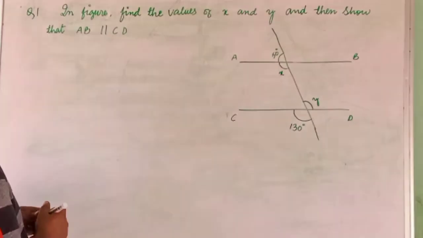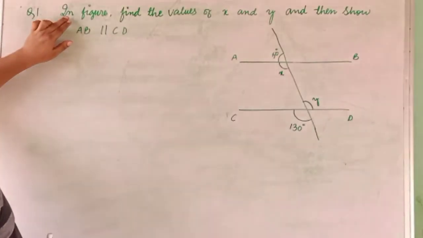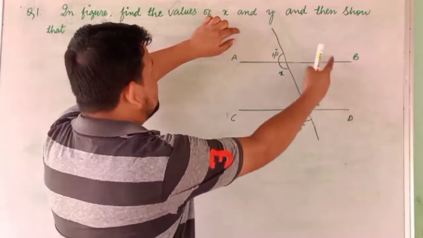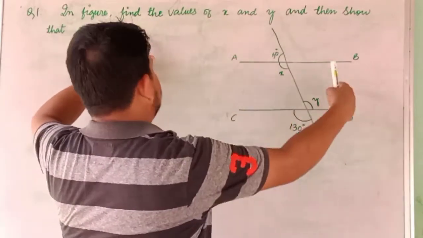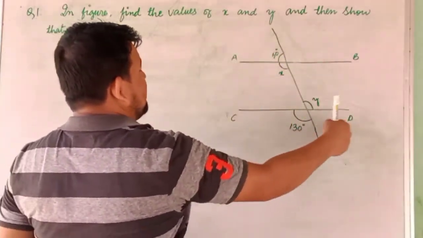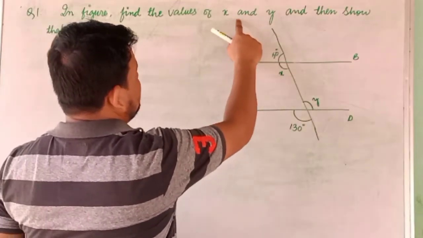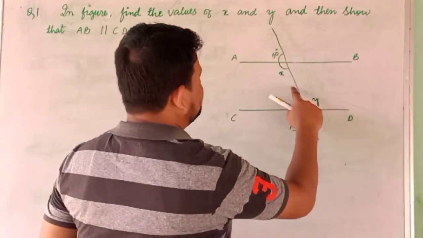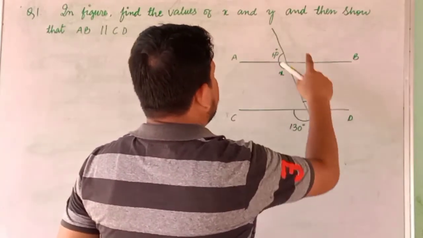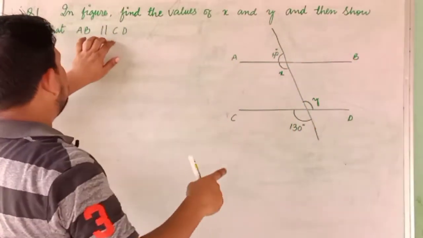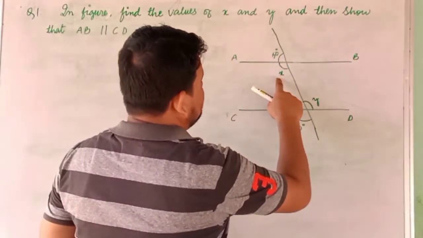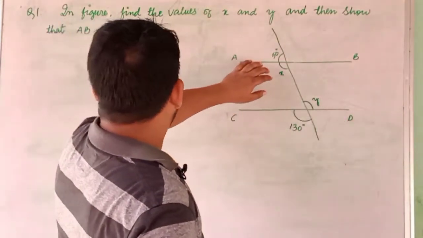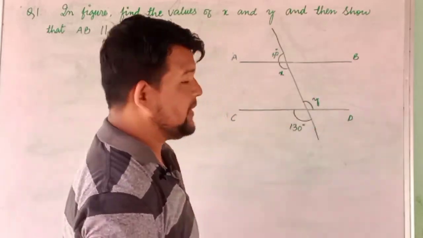class 9. Here it is given to us like this. In the question: in the figure, find the value of x and y. That means this diagram is given to us, and in this diagram you'll have to find the value of x and y. That means you'll have to find our x value and y value, and then show that this line AB and CD are parallel lines.